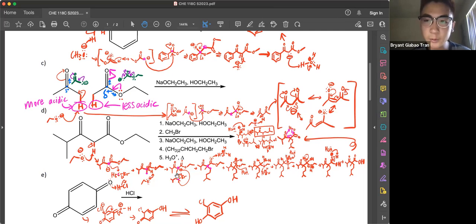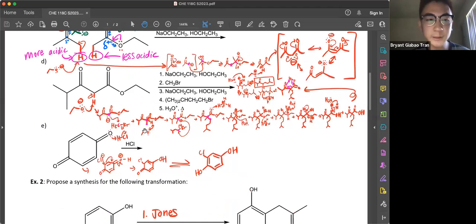So a tip to keep track of what groups are attached to which when you do the attack is to star the attacking carbon and dot the carbon being attacked. And after that, when you do the reaction, you make a new bond between those two carbons, the starred carbon and the dotted carbon. Now let's move on to the next problem here.